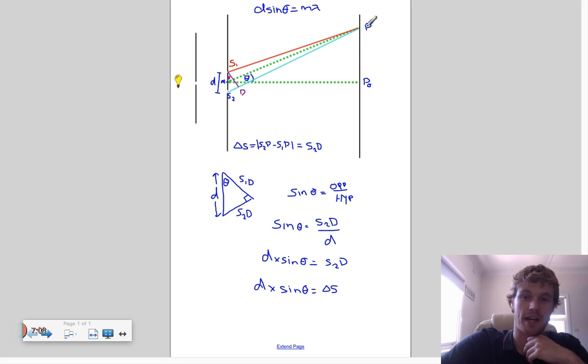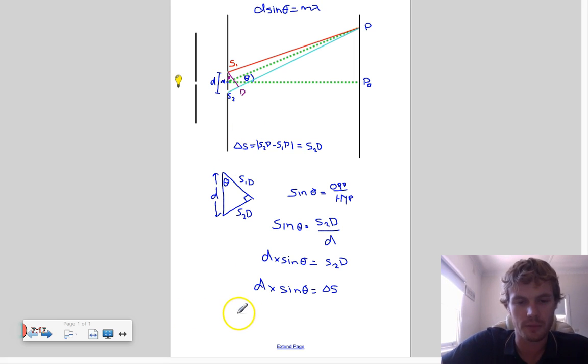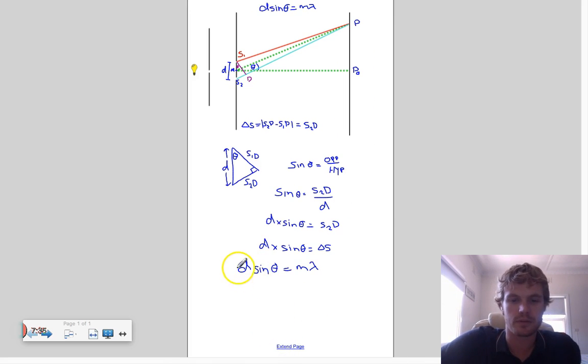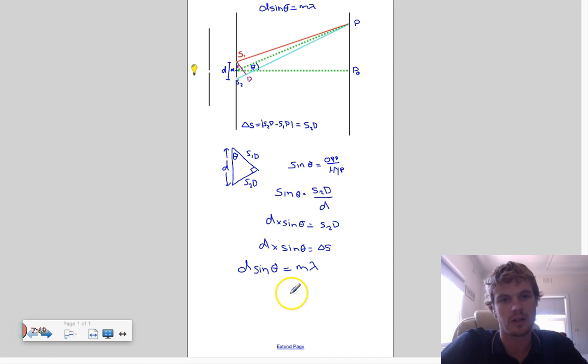If my point P is a maxima, the path difference has to be equal to m lambda, where m is some integer. So, we can rewrite this as d sine theta is equal to m lambda, where m is some integer. This has to be where there's a maximum. If I have a minimum, my path difference is going to be m plus a half lambda. But you need to know how to do this. So that's how we derive the formula d sine theta is equal to m lambda. We use simple trigonometry.